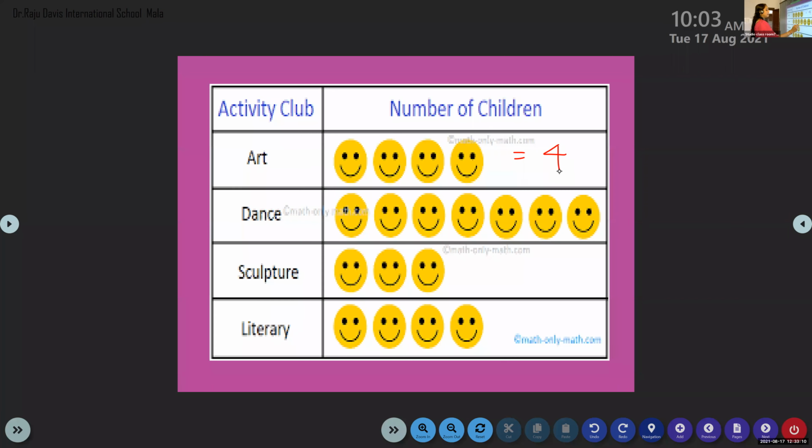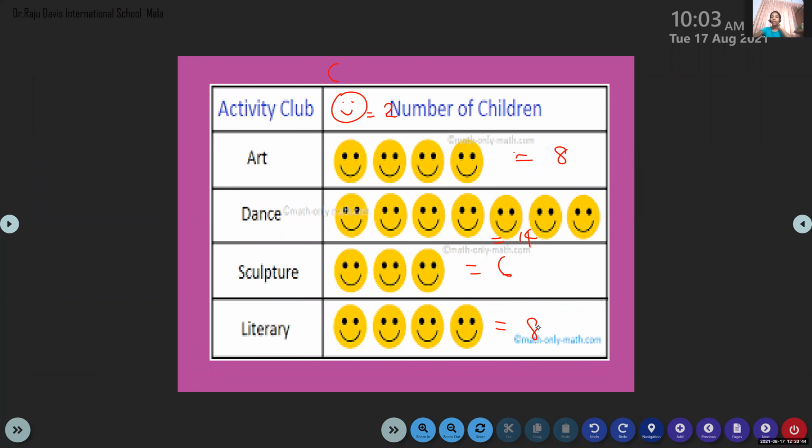And here? 7. Here? 3. Here? 11. If I have given the information like this, where one face represents 2 children, what will be the number here? 8. Then 1, 2, 3, 4, 14. And here? 6. Here? 8. Okay, children, do you understand what a pictograph is now?